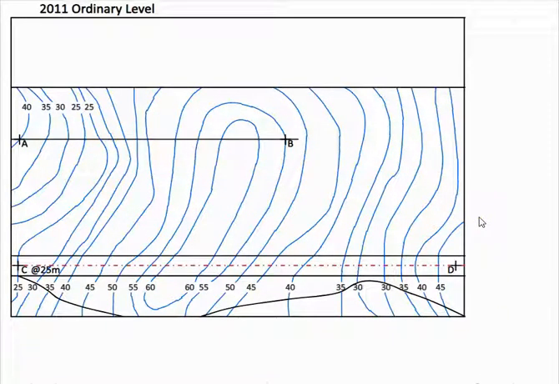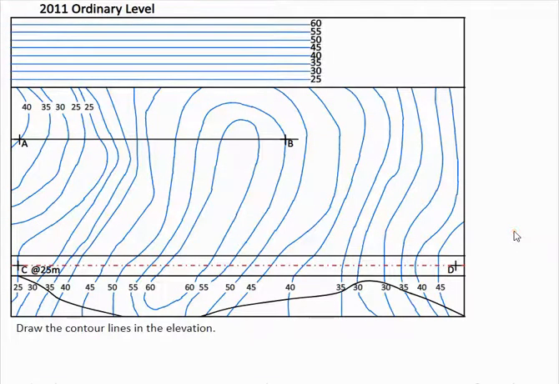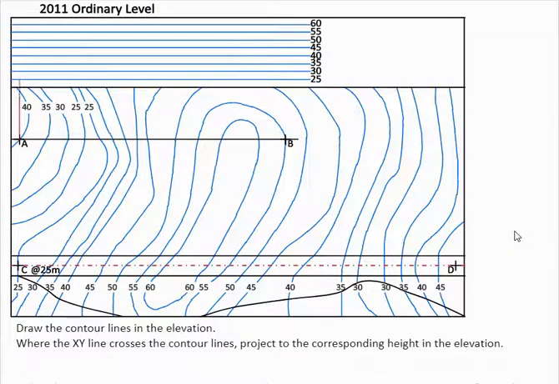Now this is the 2011 Ordinary Level question. So again, looking at this here, we have a profile section from A to B, and the second part of the question then is looking at, we'll say, a road here that's 25, and what you notice, all the land here is higher than 25, so it's going to be a section of cut that has to be done on the road here.